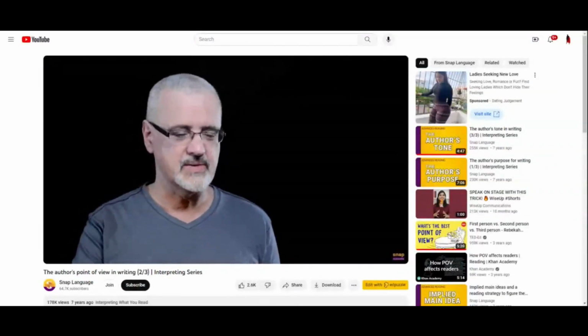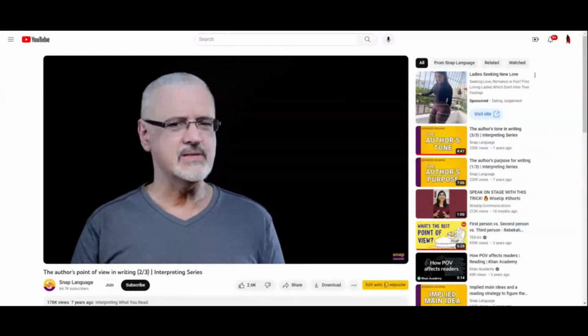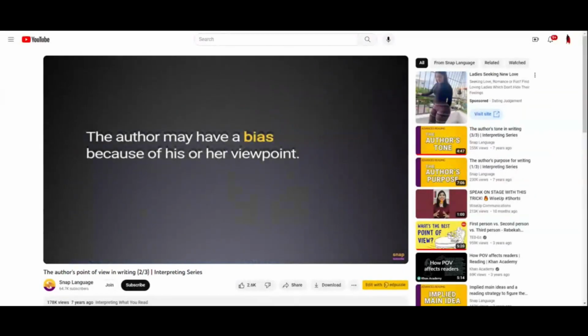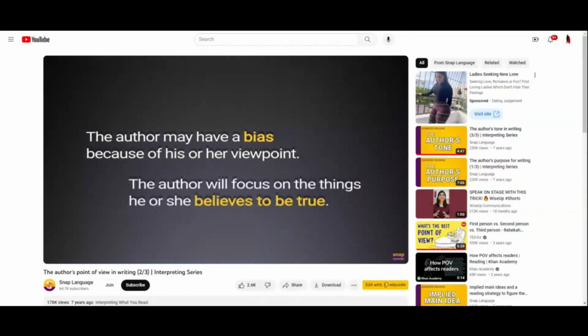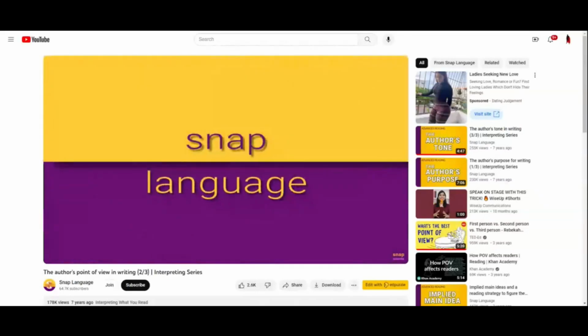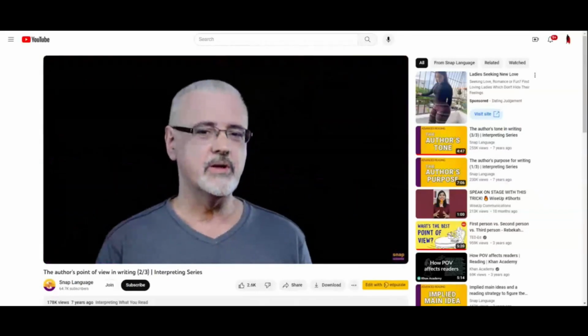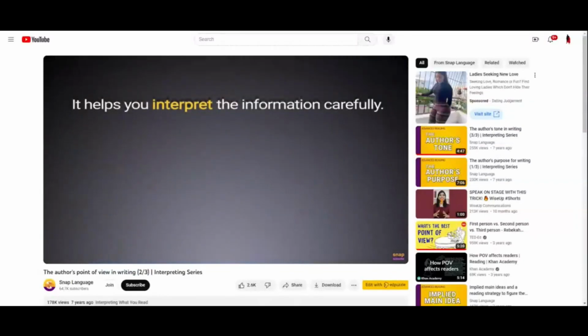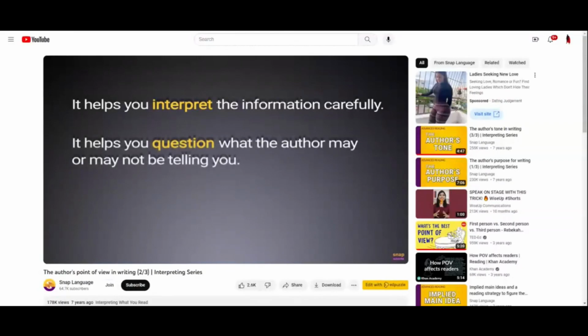Once you do, you can understand better why the author may be focusing on some things and leaving other things out. The author may have a bias because of his or her viewpoint, so the author will focus on the things he or she believes to be true. It's important to know where the author is coming from, or the writer's point of view. It helps you interpret the information carefully. It helps you question what the author may or may not be telling you.